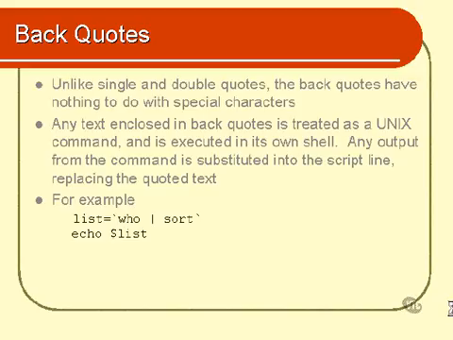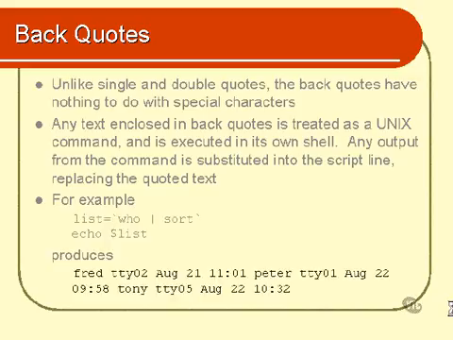Now if I was to do this, enclose who piped to sort inside backward quotes, then what would happen is the who program would run and the output would be sent to the sort program for sorting, and then the output of that would, in this particular example, get stored in the variable called list. It's very handy to be able to do this occasionally, to take the output of a given program and assign it to a variable. Then, if I were to echo out that variable, I would get the following.